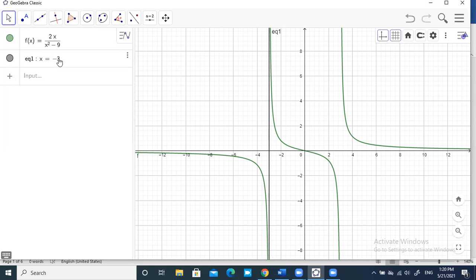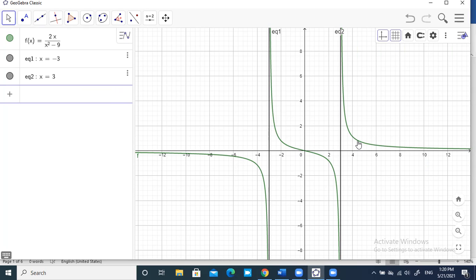Negative 3, x equal 3. Also these ones I'm drawing, x equal, I don't know what else, next year. We will go through them a bit later. Here is the graph of this function 2x over x squared minus 9. This is the green one. This is how the graph looks.